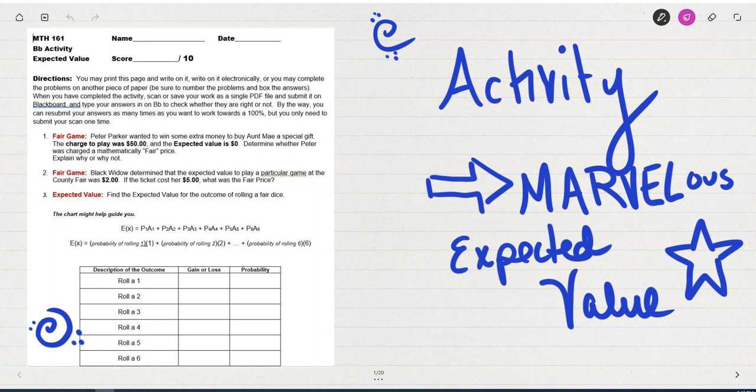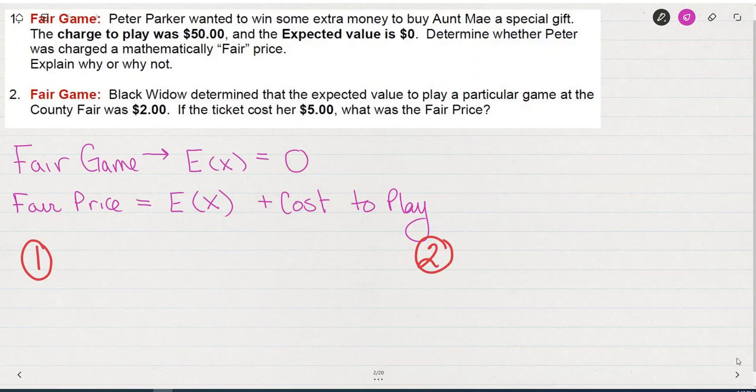Let's look at some examples in expected value. What I'm going to be walking through here is the Blackboard activity, Marvelous Expected Value. And here's a picture of the front of that activity. So let's look at how you'd answer these different questions.